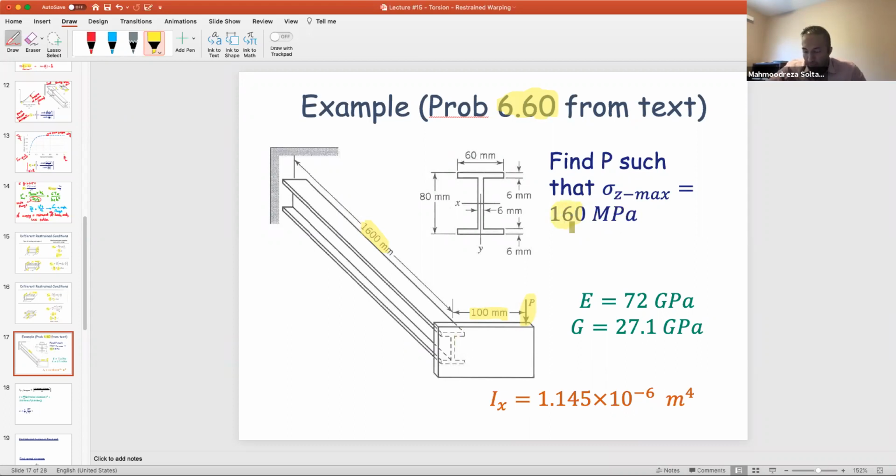For direction, don't forget, this is X, this is Y, and this is Z. Z is the length. The maximum normal stress in that direction is to be 160. Okay, so in this problem, you can have a bending stress, you can have warping, you can have torsion. So let's look at how we can deal with this problem.